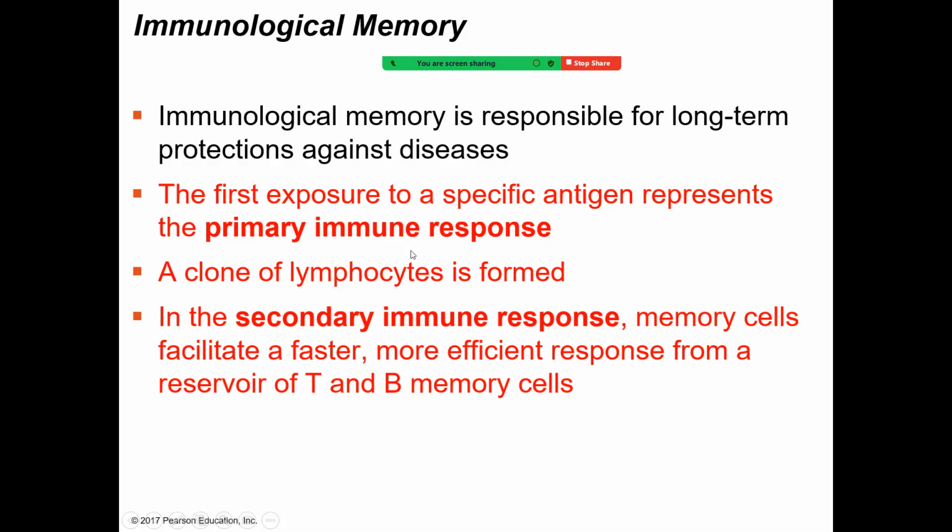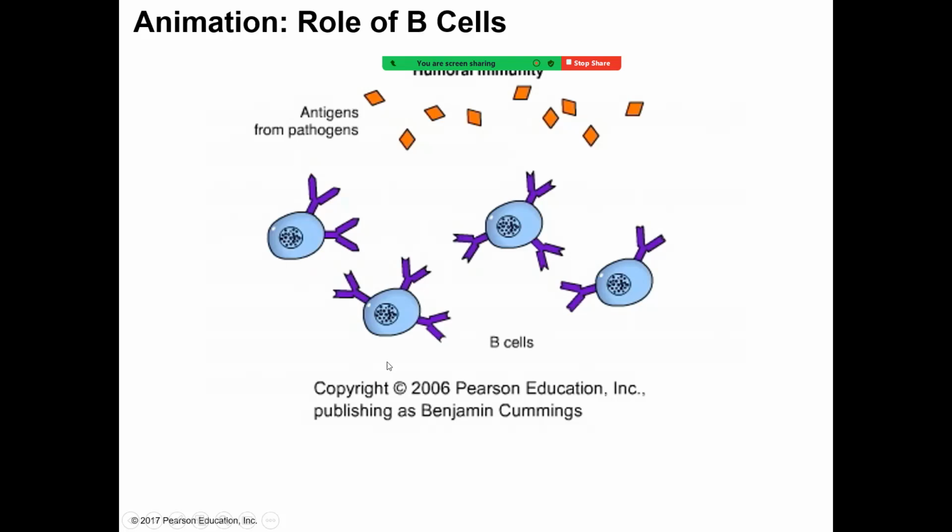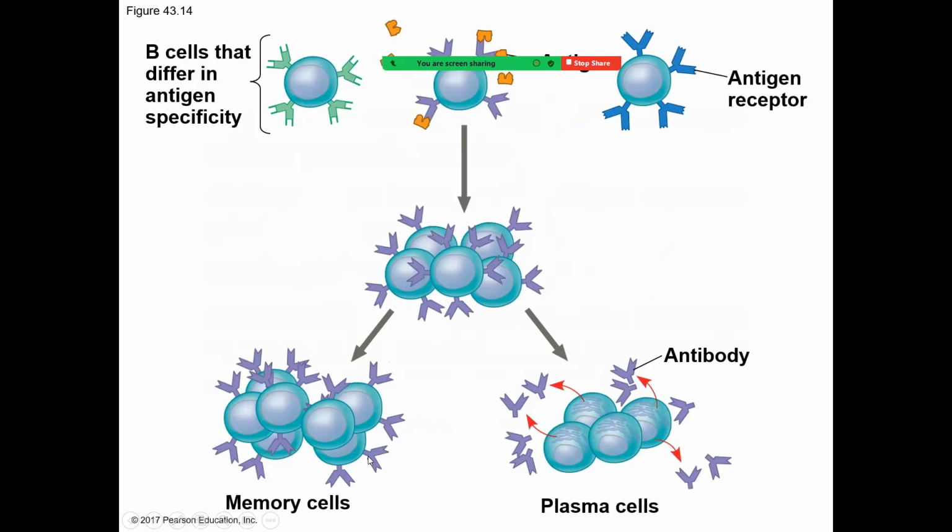This first exposure could be from a vaccination, or it could be from you getting infected with this particular pathogen, whether that be a bacterial cell, a fungus, or a virus. Once you have your primary immune response, you have lymphocytes that are going to form lots of clones that are specific to that antigen. So again, your lymphocytes will be B cells and T cells that will be activated. Then you're going to have some of these memory cells that are sticking around.